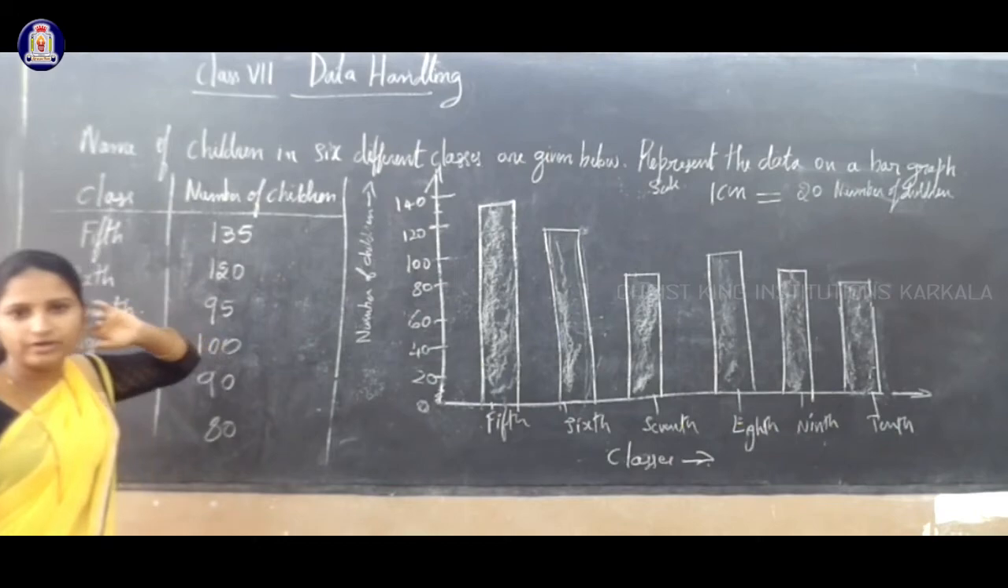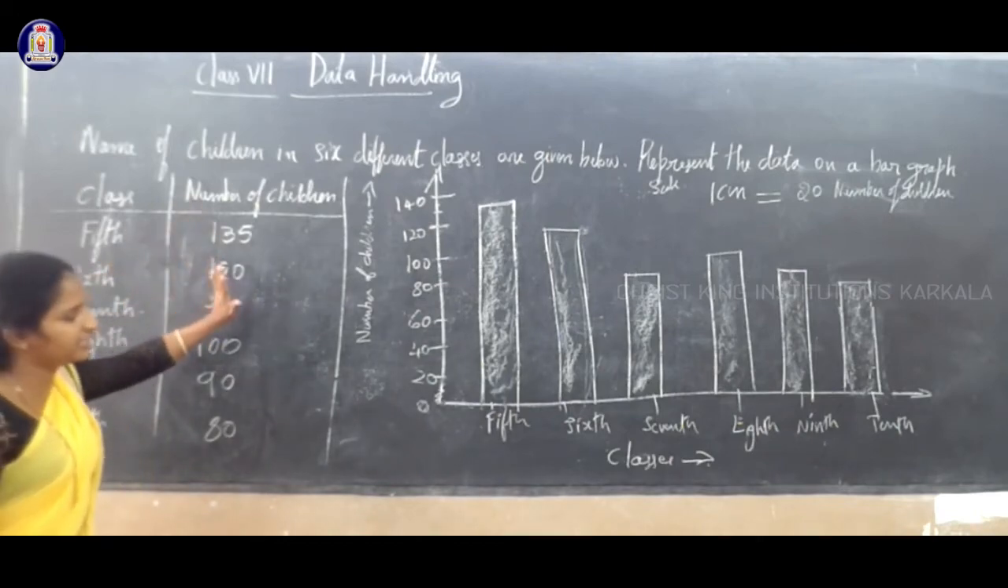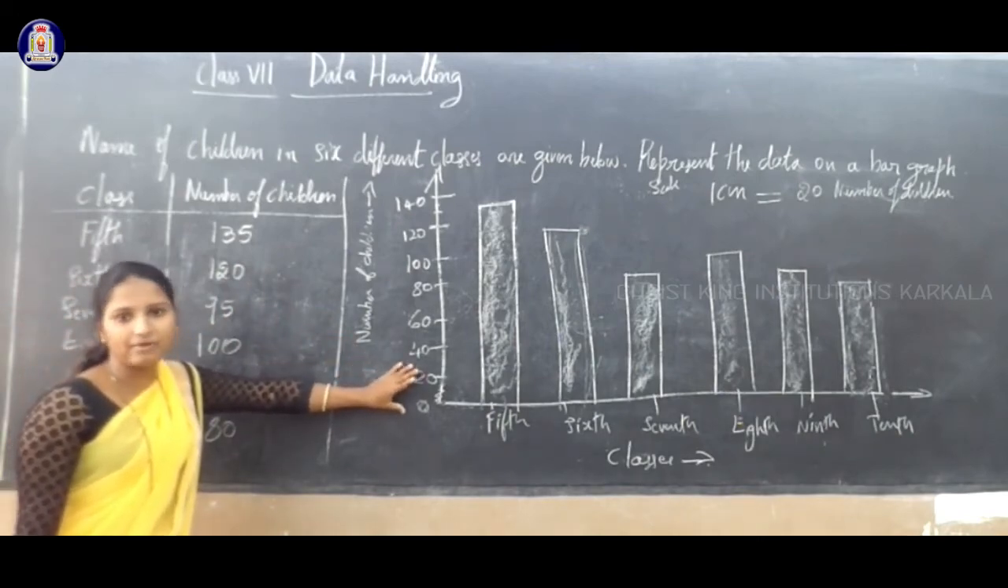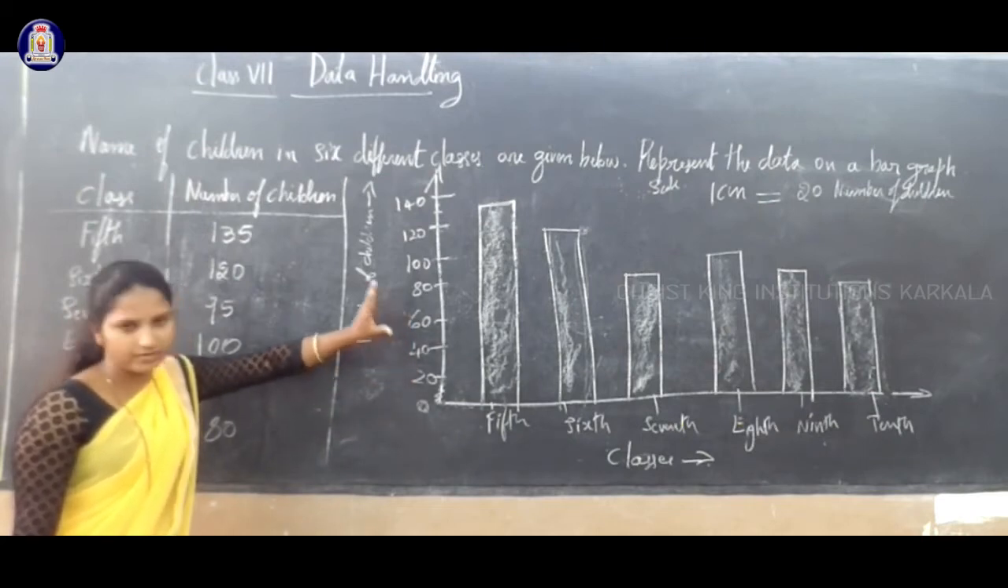So what we have to do? We have to consider up to 140. So that is too long. So instead of writing that, we can consider the scale: 1 centimeter is 20 students. Clear? Or else you can consider 25, 50. Understood?